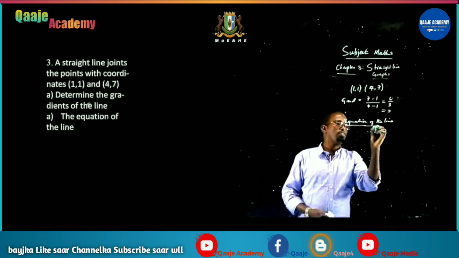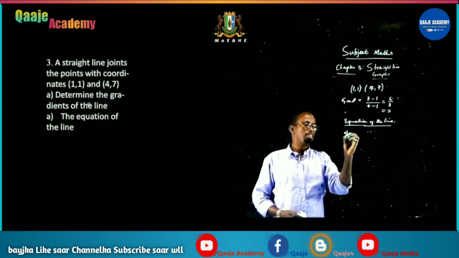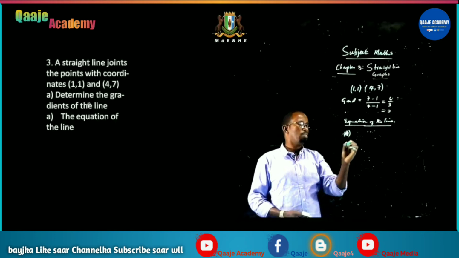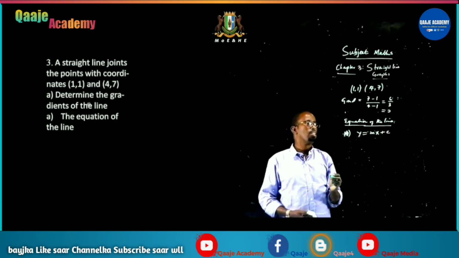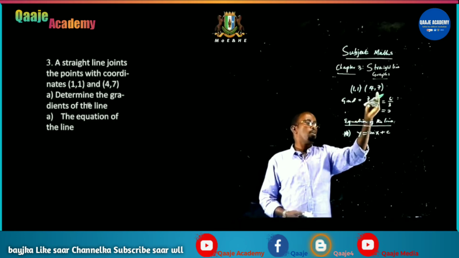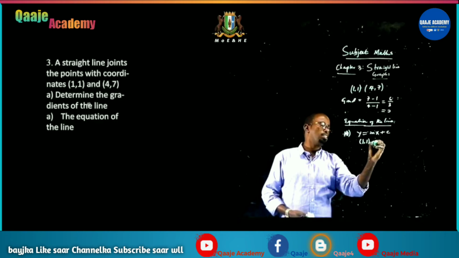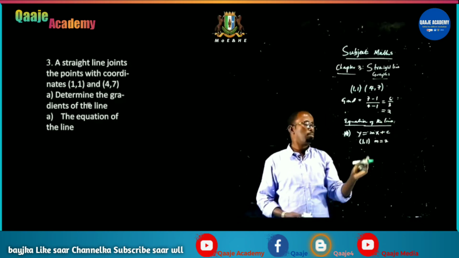There are 3 different ways of finding the equation of the line. Let me start with method 1. Method 1 is just use y = mx + c, the equation of a straight line. You can pick any of the points. Let's pick (1, 1) and gradient 2. So you just substitute.